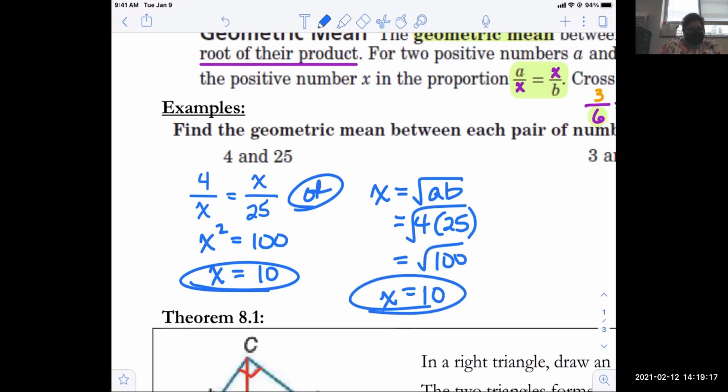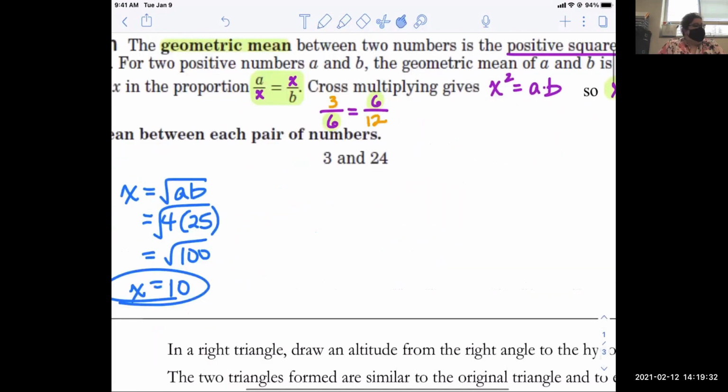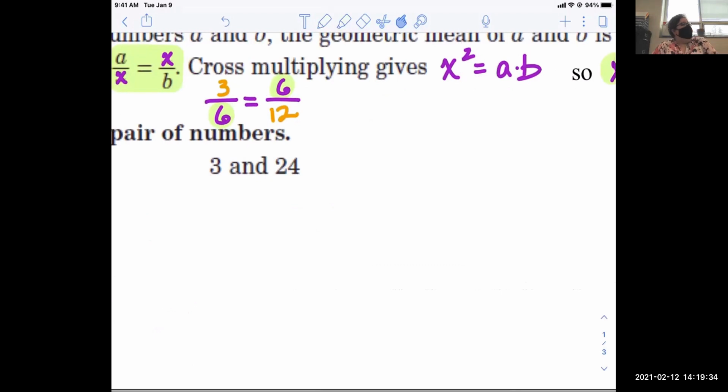When I'm doing triangles, I think of proportions. When I'm doing geometric mean with two numbers, it's probably simpler to do the little formula way. But both of those should make sense to you. So again, arithmetic mean means add and divide by 2. Geometric mean means multiply and square root.